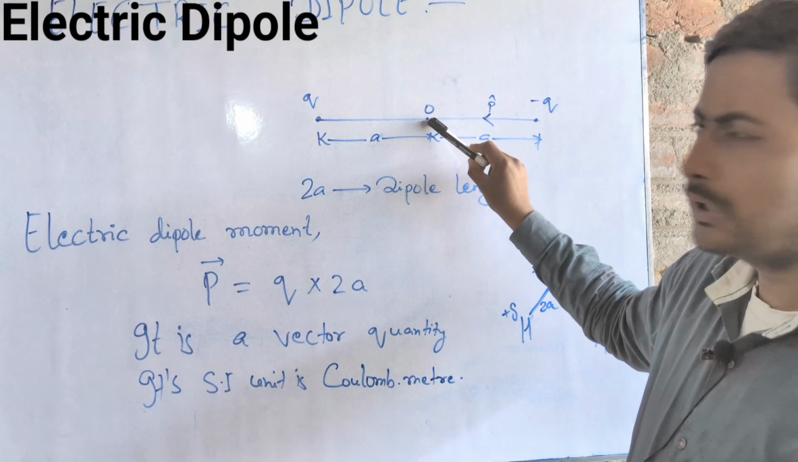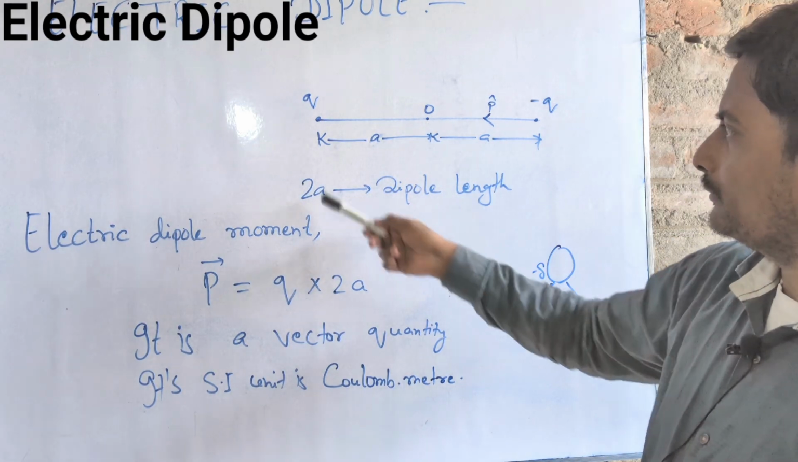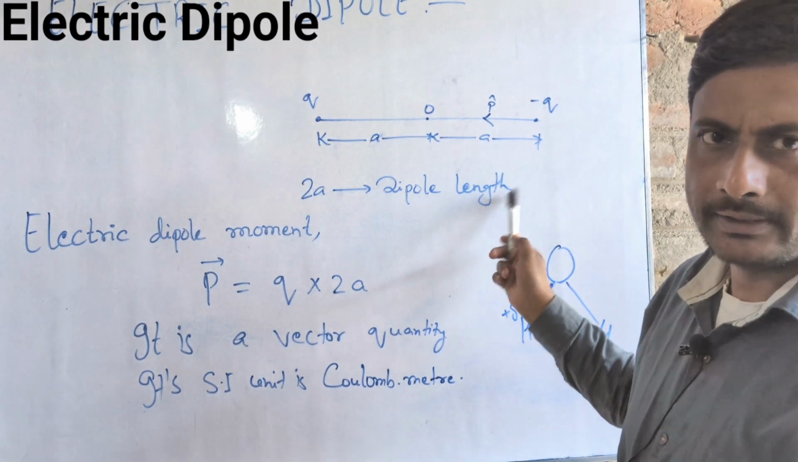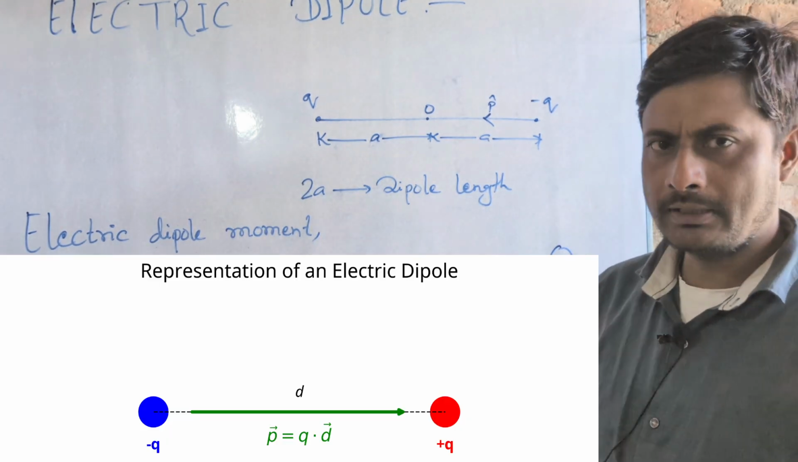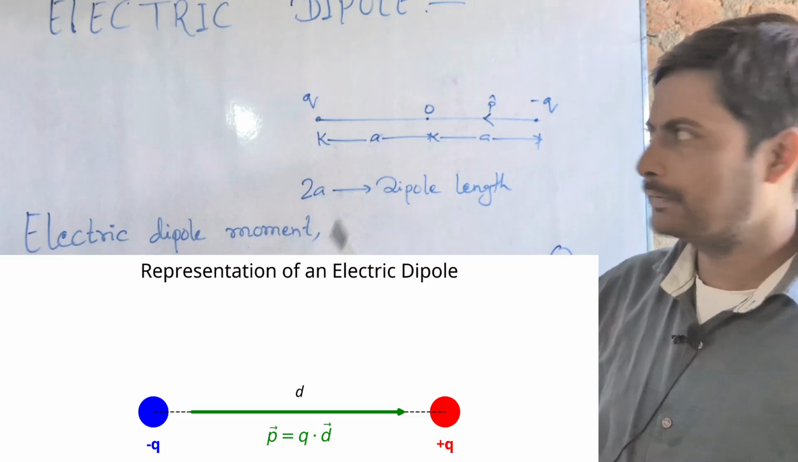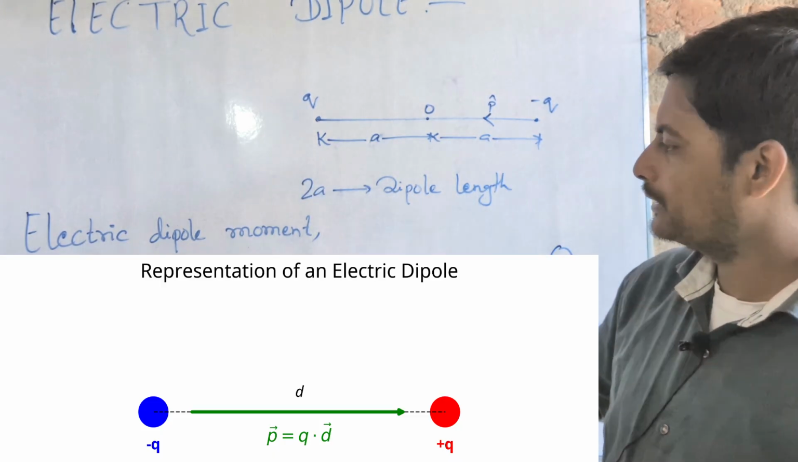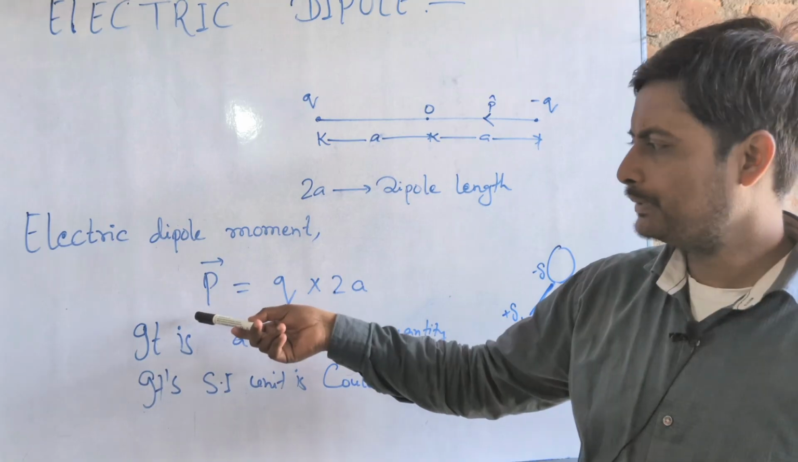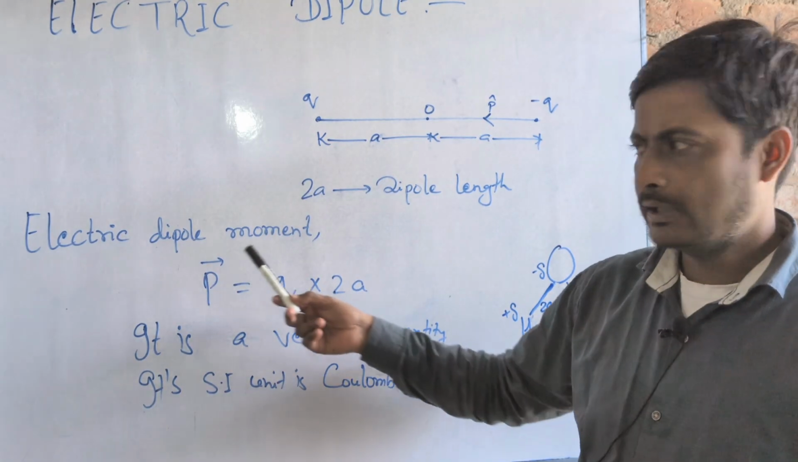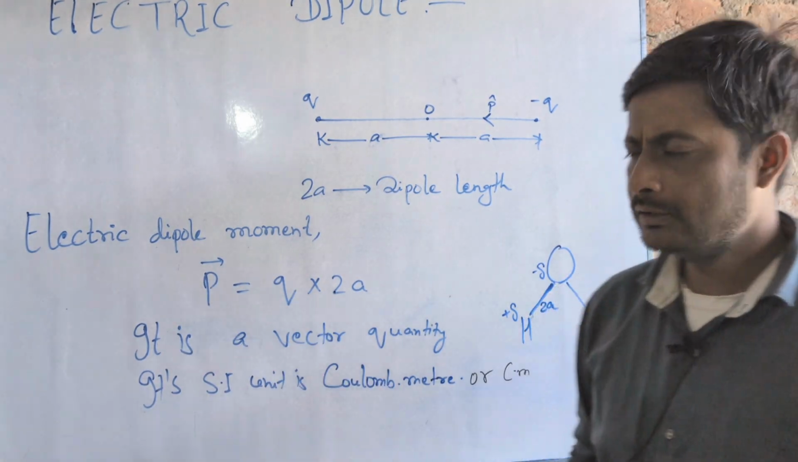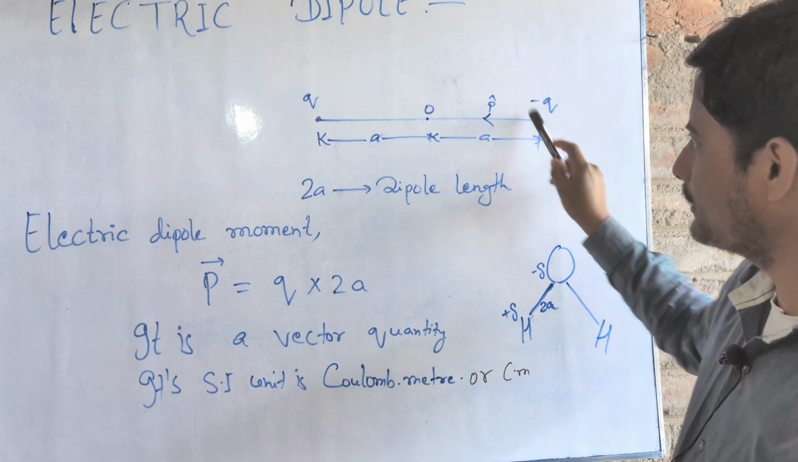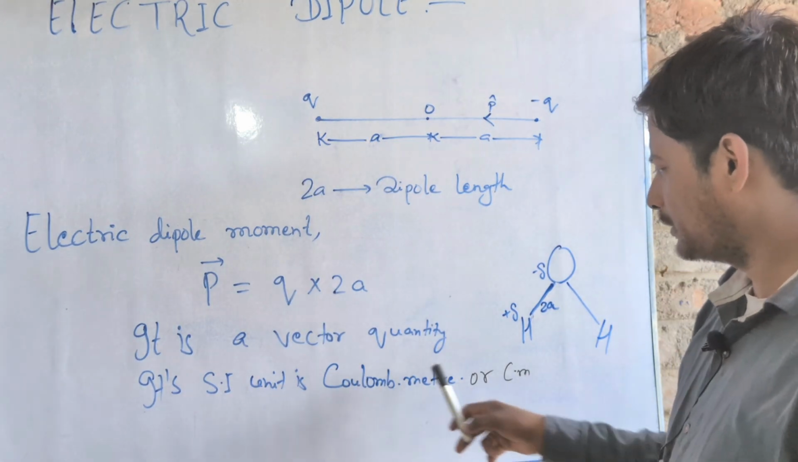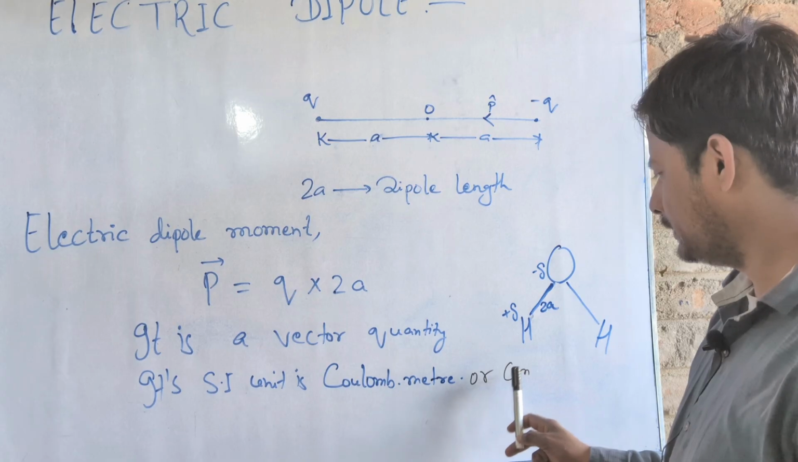Here O is the center of the dipole, and this length, a plus a, that is 2a, is known as the dipole length. Electric dipole moment is a physical quantity equal to the product of either charge of the electric dipole and the dipole length. So the formula is p equals q into 2a. Electric dipole moment is a vector quantity whose direction is from the minus charge to the plus charge, and its SI unit is coulomb meter, or C dot m.